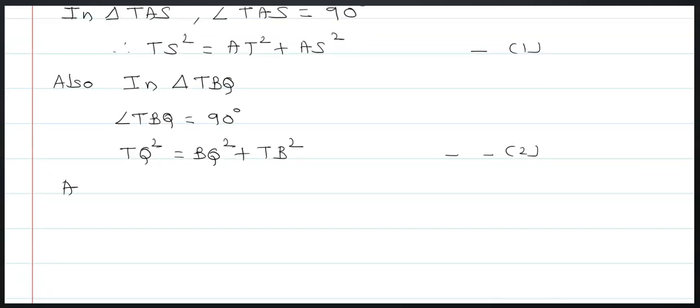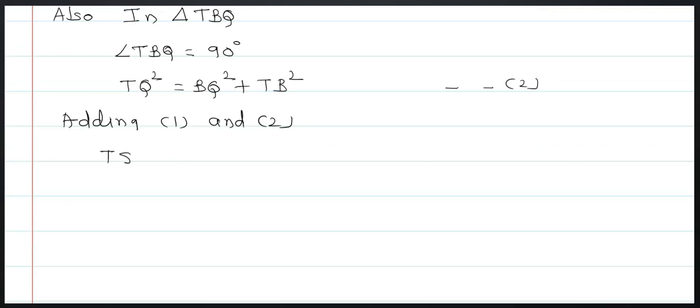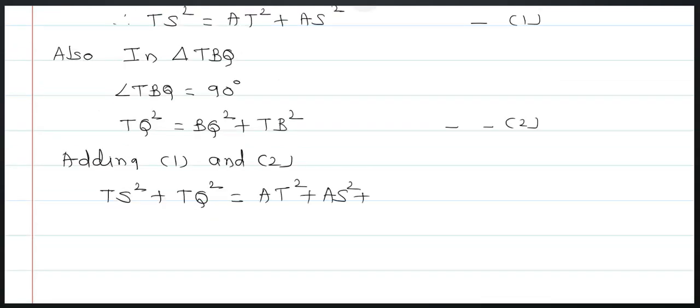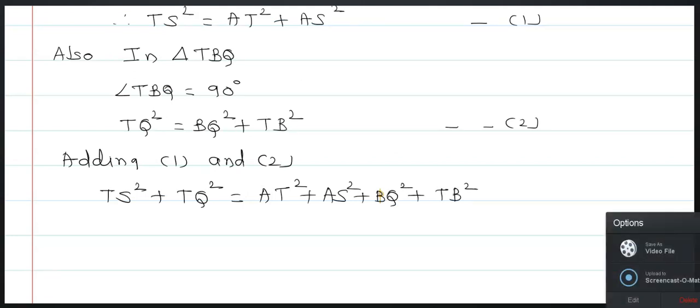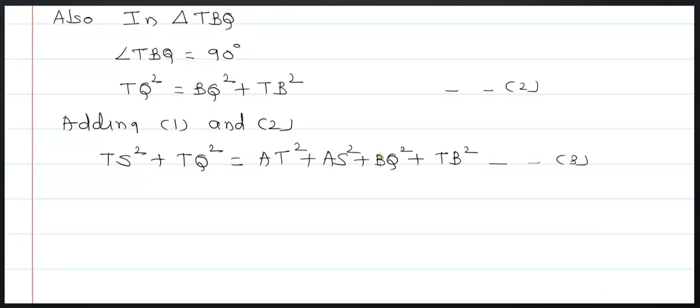This is number 2. If we add these two equations, then we will get TS square plus TQ square, that is equal to AT square plus AS square plus BQ square plus QB square. This is the addition.